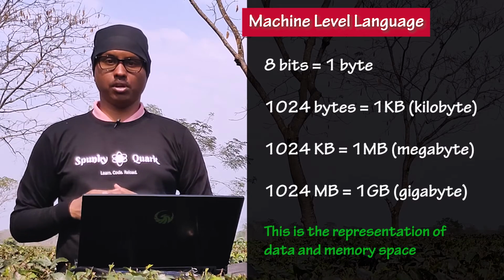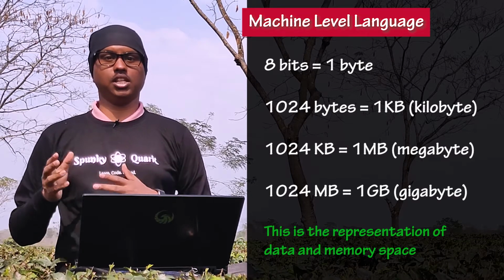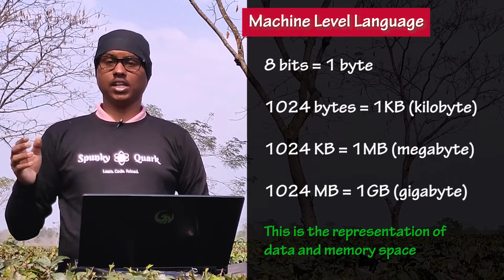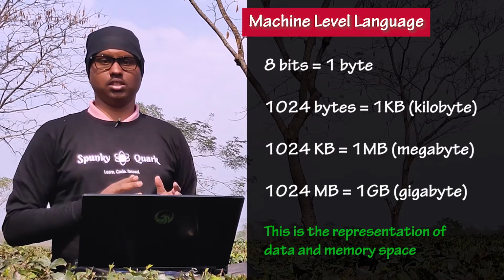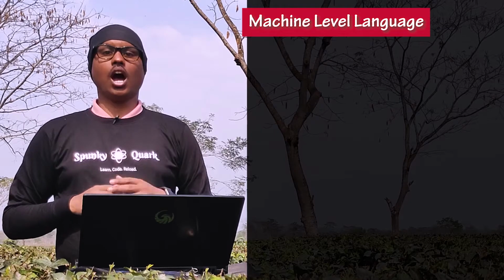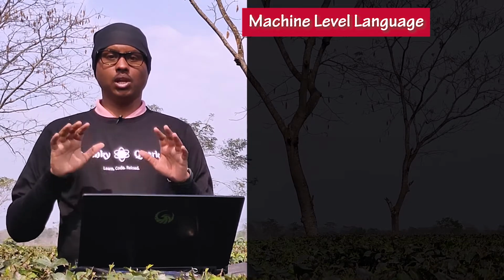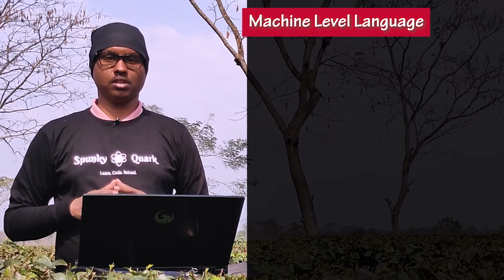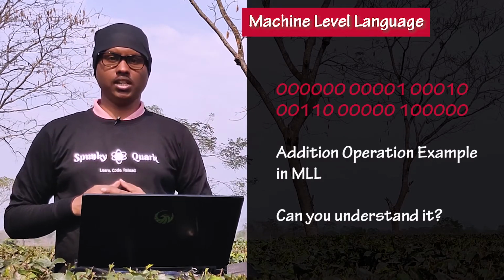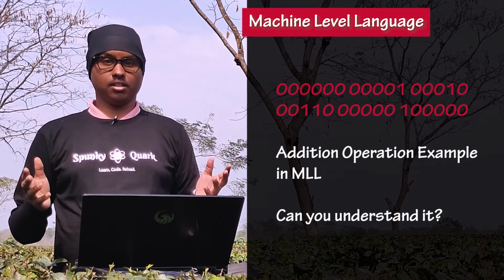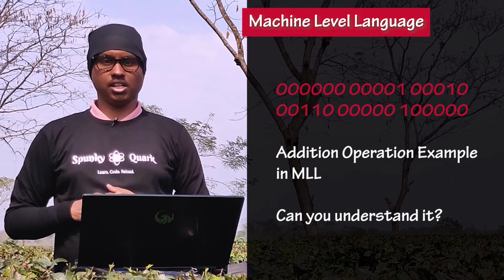You might have heard about memory spaces in GBs and TBs and MBs, right? Even the data of the internet that you use. So bits and bytes generally refer to these zeros and ones. Let's see how a simple addition operation looks in a machine level language. So here you can just see the zeros and ones, right? We can't understand it. Just machines can understand.